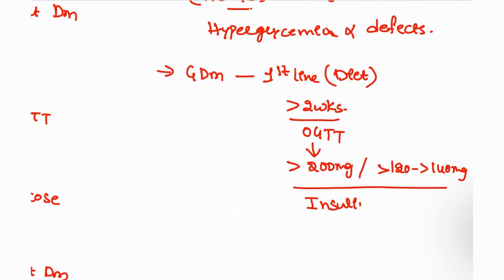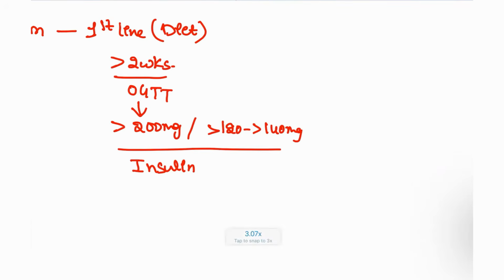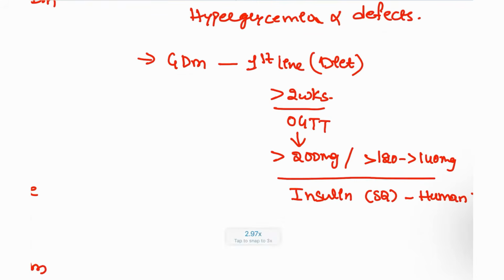Direct insulin should be given for this patient, usually in the subcutaneous form, and the most commonly used is human insulin. So for gestational diabetes, the first line will be dietary or lifestyle modification only. Second, if it is still not controlled after 2 weeks, do the OGTT, and then insulin should be started. For overt diabetes mellitus, always insulin. Always insulin should be given for this patient.